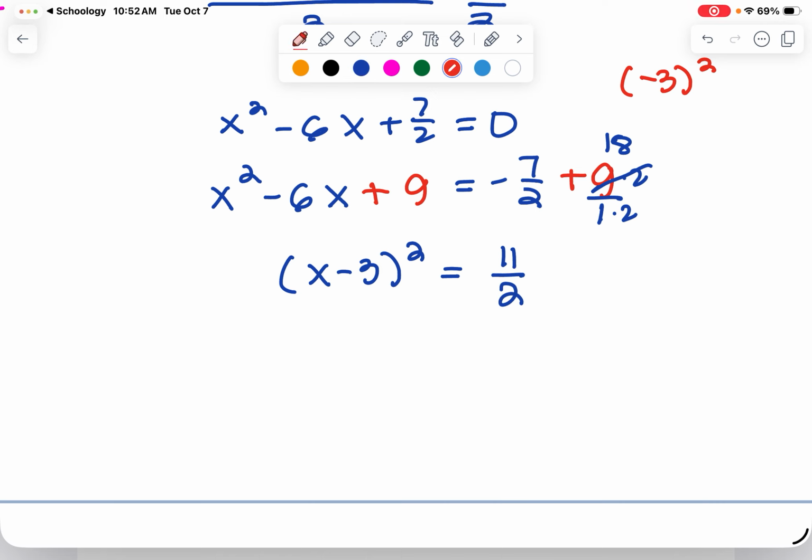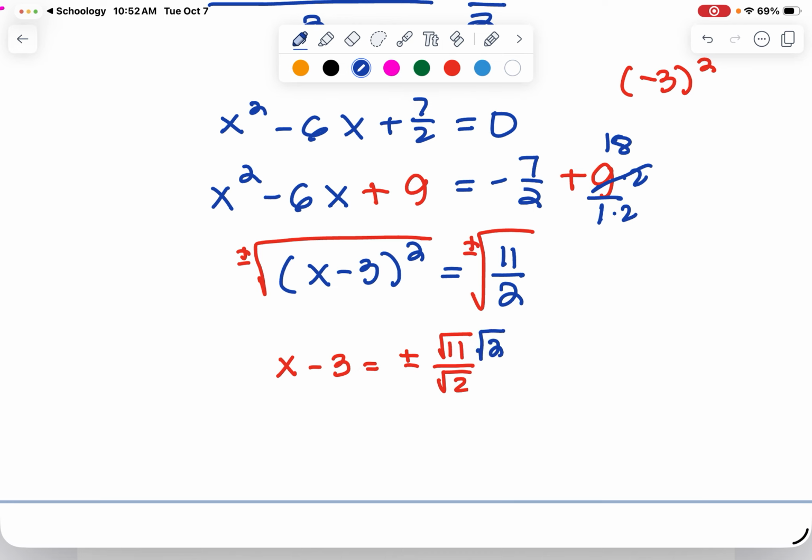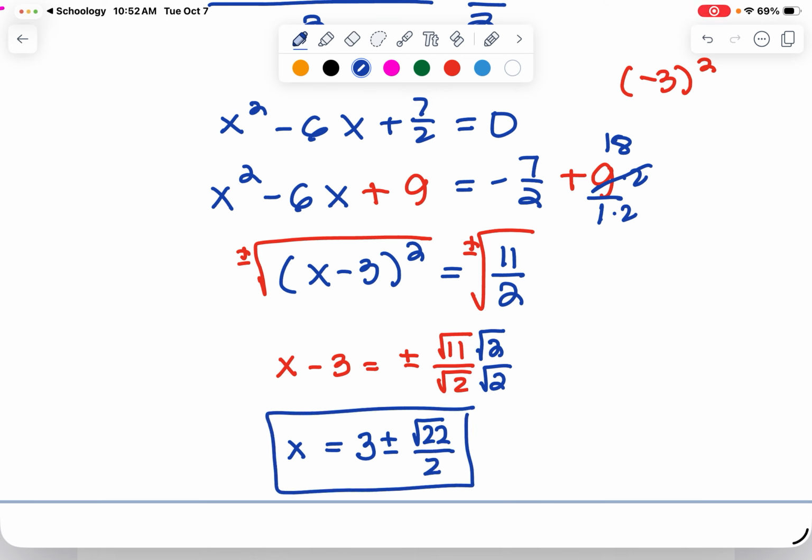Square root to solve. So square root plus or minus, square root plus or minus. I have x minus 3 is equal to positive or negative root 11 over root 2. I need to rationalize this, so I'm going to multiply by root 2 over root 2. I get x equals, I'm going to add 3 to both sides, plus or minus. Root 11 times root 2 is root 22. Root 2 times root 2 is 2. 3 plus or minus root 22 over 2. If you did the quadratic formula, you should have the exact same thing. If you don't, you probably didn't simplify.